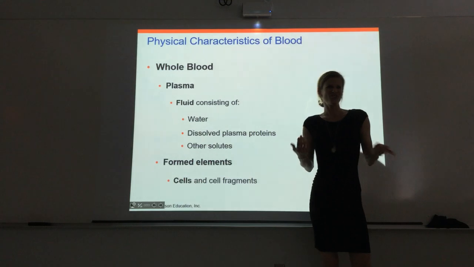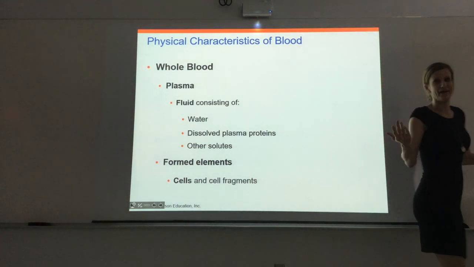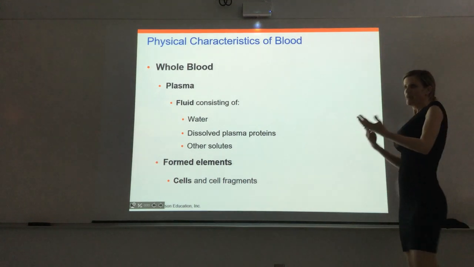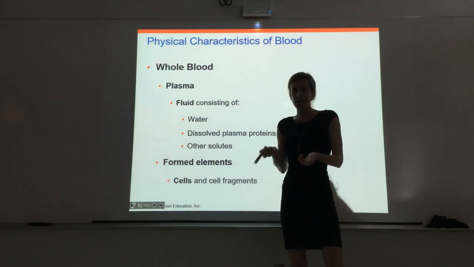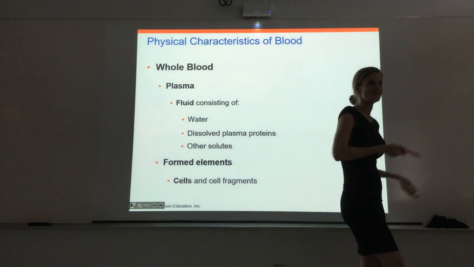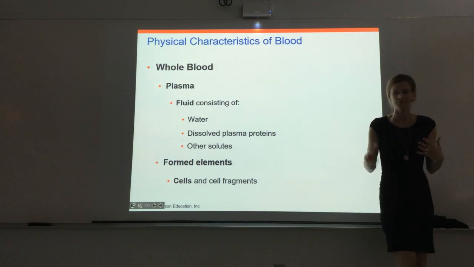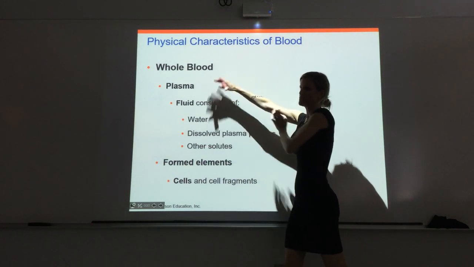And then we have other solutes, other stuff that's dissolved in the plasma or in the fluid. So ions: sodium, potassium, chloride, bicarbonate, hydrogen ions. We have our respiratory gases, like oxygen and CO2. We've got nutrients like glucose, fatty acids, amino acids. Lots of stuff that's flowing through the blood. So the fluid and all the stuff that's dissolved in it is the plasma.